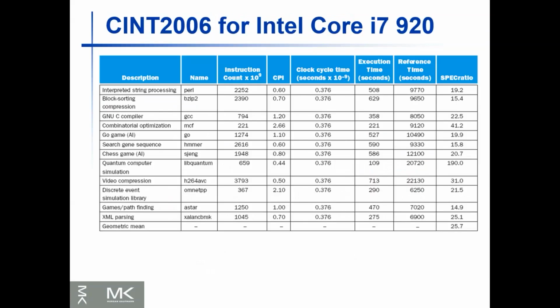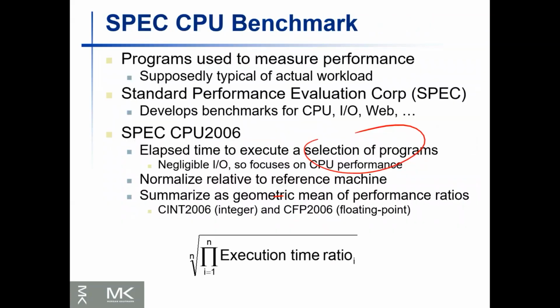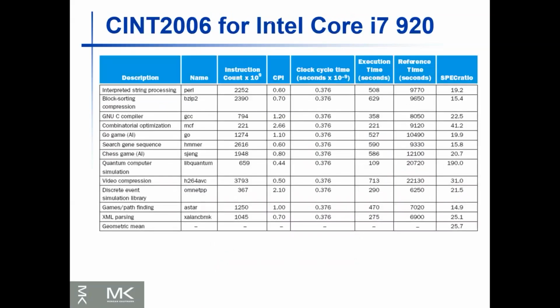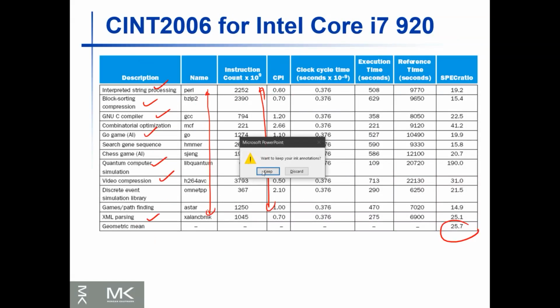Take this example, CINT 2006. Inside this CINT, we have a couple of different programs running: string processing, sorting, C compilation, AI, quantum simulation, video compression, XML parsing, and so on. It performs several different applications, gets some values, and computes the geometric mean to give a ratio. So you can run the same benchmark on all the different CPUs you have, and then you can see which CPU is better than the other. Just to give you a feel for it.